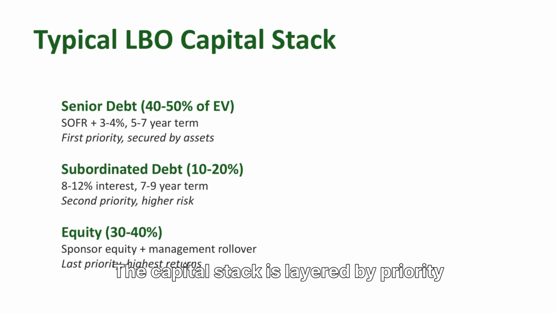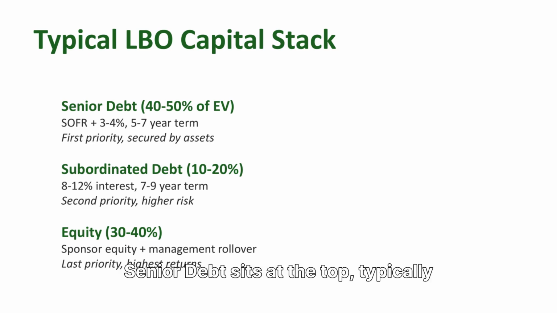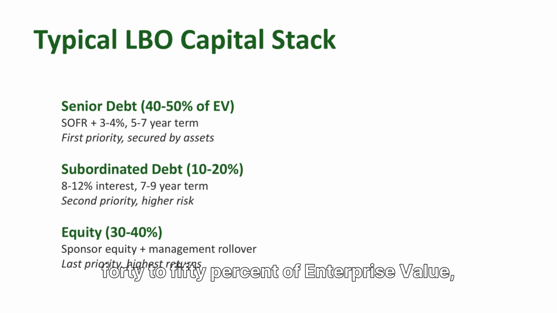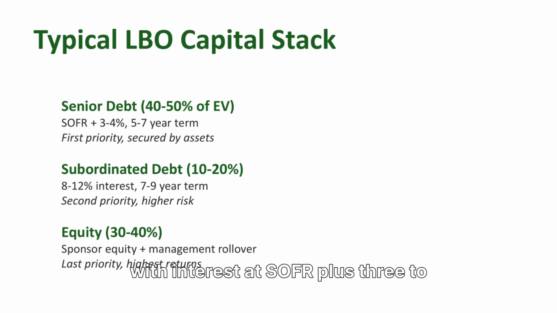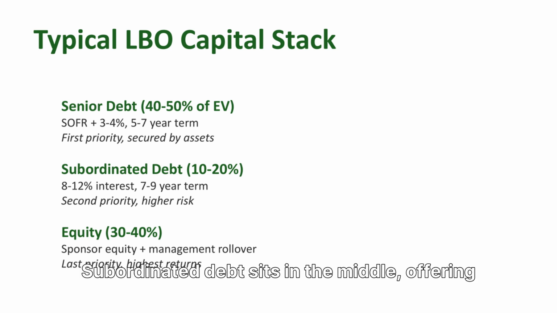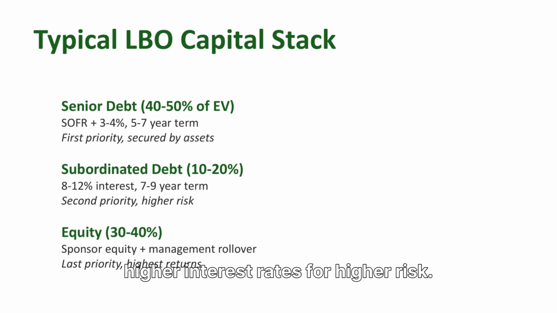The capital stack is layered by priority and risk. Senior debt sits at the top, typically 40 to 50% of enterprise value, with interest at SOFR plus 3 to 4%. It is the cheapest capital but has the first priority. Subordinated debt sits in the middle, offering higher interest rates for higher risk. Equity sits at the bottom, bearing the most risk but capturing all the upside potential.